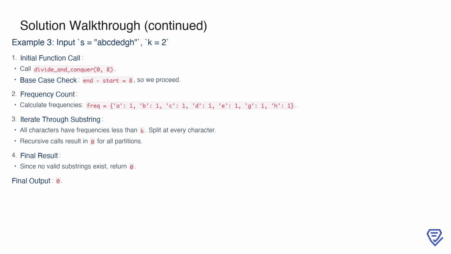This means no character in the string satisfies the condition, so we recursively split the string at every character. However, each of these recursive calls will result in substrings of length less than k, which means that all of them return 0. As no valid substrings exist, the result for this example is 0. The final output is 0, indicating that no substring meets the condition for this input.